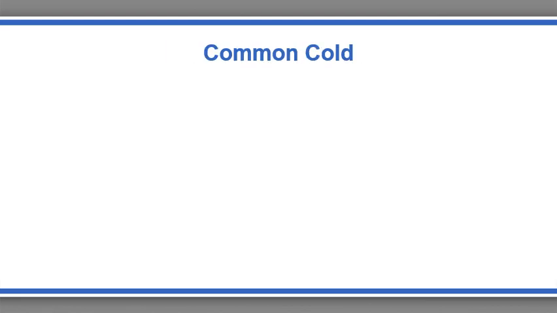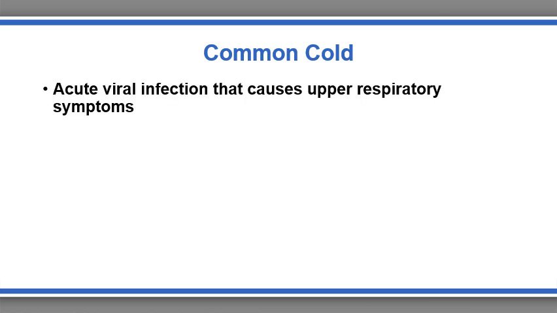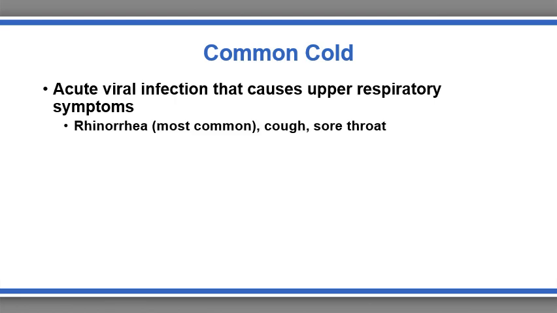So in looking at the common cold, if you're exposed to someone with a cold, or if you have a weakened immune system, those are various things that could predispose individuals to getting this. It's an acute viral infection that causes upper respiratory symptoms. Very common to see. Rhinorrhea is probably the most common symptom, with cough and sore throat along with that. And it's going to be spread through droplets. The droplets that come out as a result of a sneeze or a cough are how the common cold gets spread.